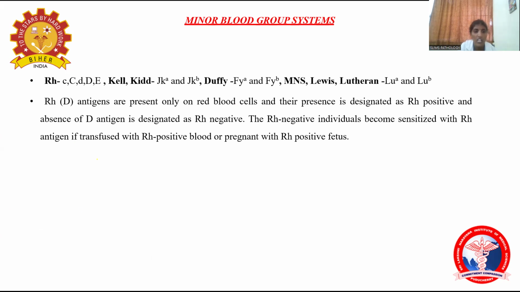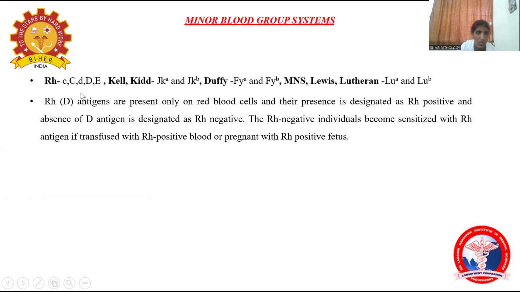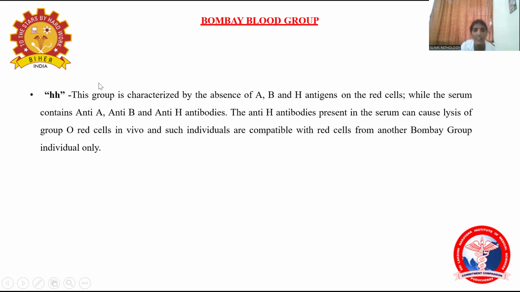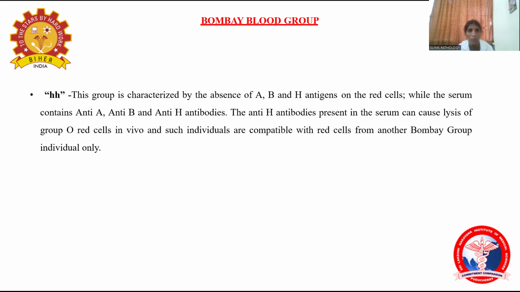So, what are the major blood group systems? ABO and Rh. Okay. ABO and Rh. Minor blood groups are Kell, Kidd, Duffy, MNS, Lewis and Lutheran. Just remember that there is something wrong with the slides.